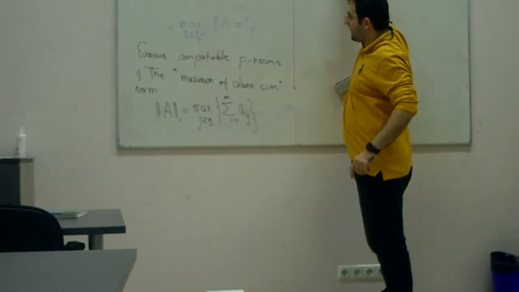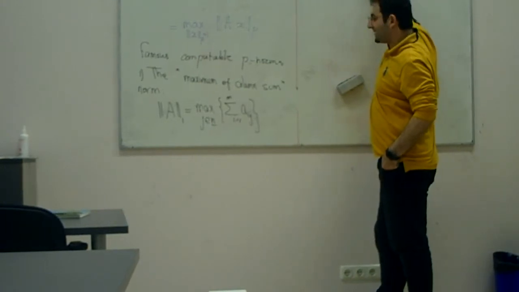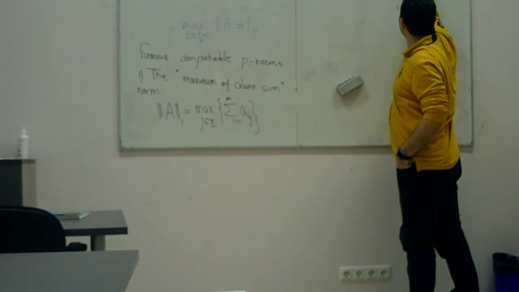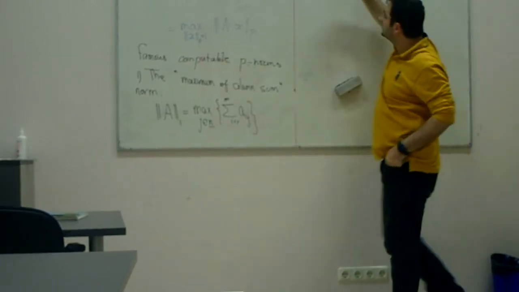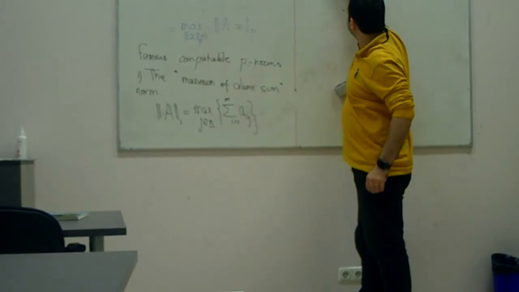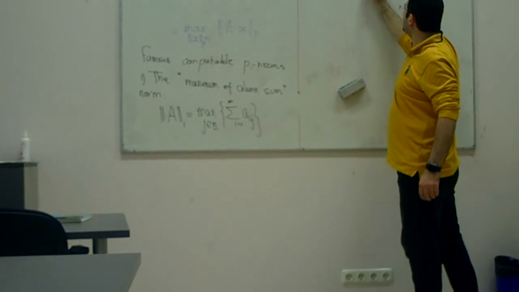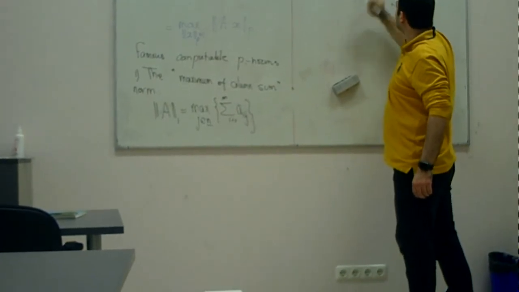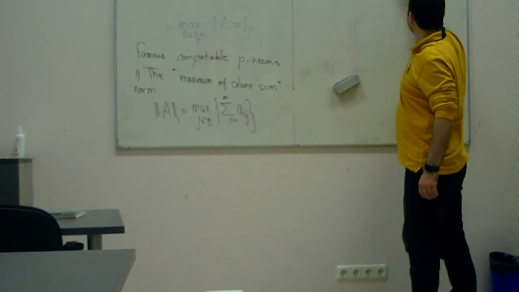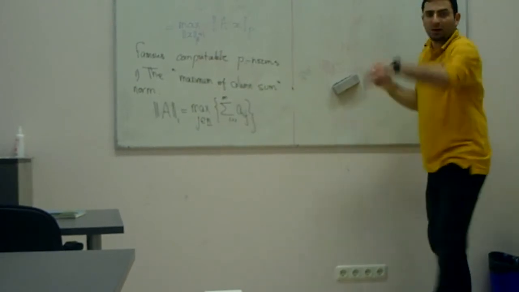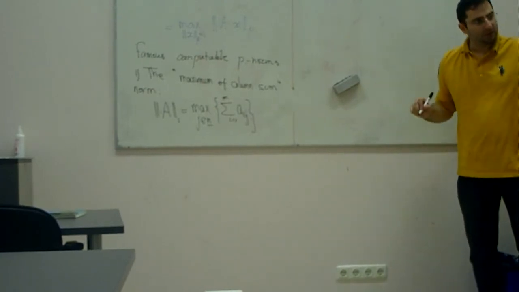The next one is the maximum row sum norm, which is A infinity. So it's the maximum over the rows of the summation over the j's. In other words, I will add all the rows and I will tell you which one is the maximum.